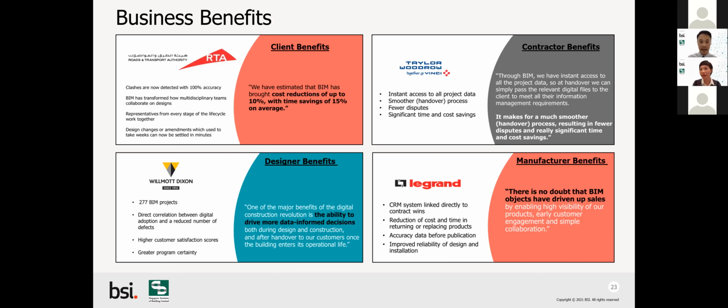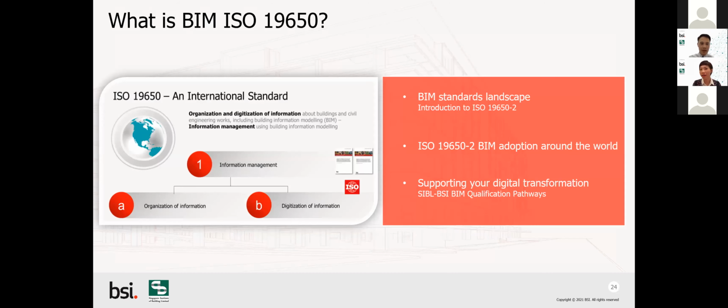It really helped the organization moving forward. Next, please. Okay, so we saw a little bit of the white paper from Boston Consulting Group. We saw a little bit of benefits with implementing BIM. So what is BIM 19650? As mentioned earlier, BIM 19650 is about information management. It's about digitization of information, and we described it earlier.